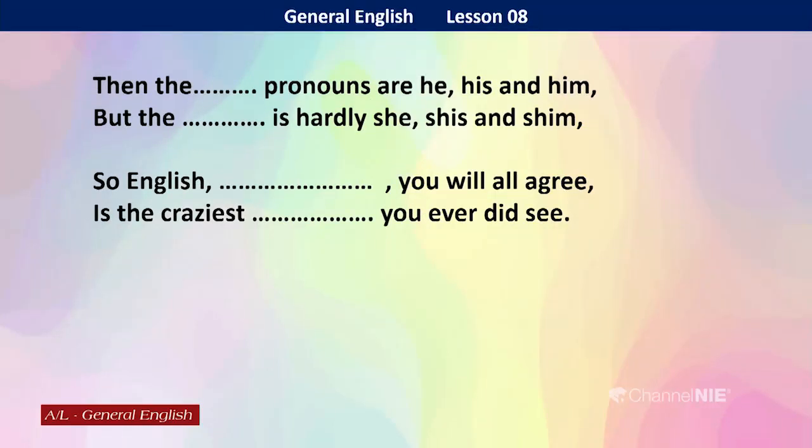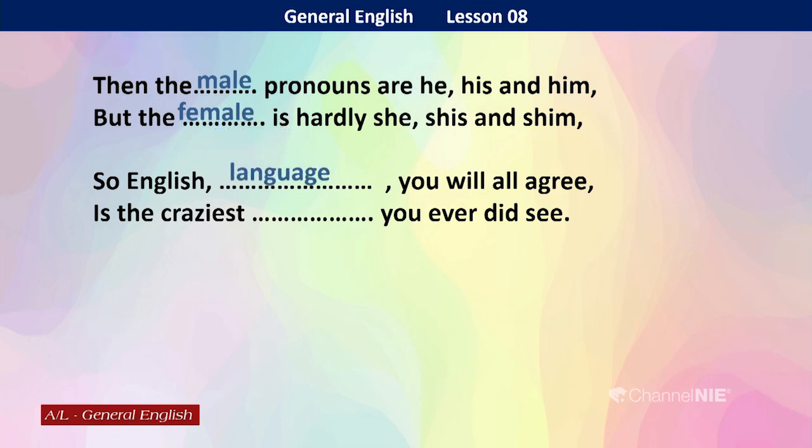We are going to the last few lines. Then the blank pronouns are he, his and him, but the blank is hardly she, she's and shims. Then the male pronouns he, his and him. But female pronouns, they are different. She, we don't say she's, we say her. And we don't say shim, we say hers or her again, right?